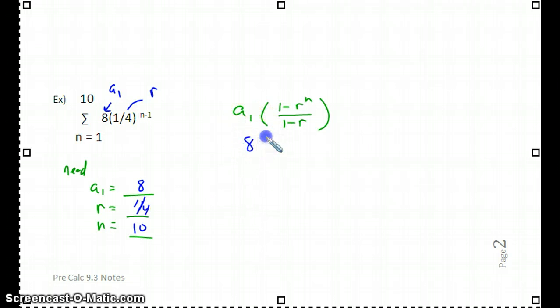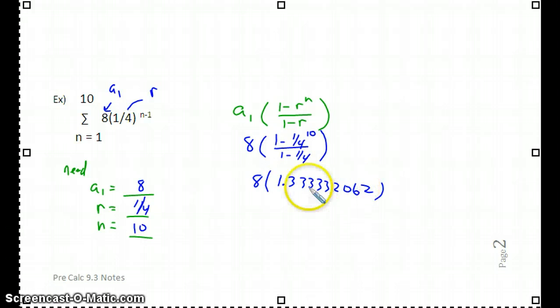So if I plug in my numbers, 8 times 1 minus 1/4 raised to the 10th power, all then divided by 1 minus 1/4. So here's where we're going to want to get creative with our calculator. Let's plug into our calculator this 1 minus 1/4 raised to the 10th, get an answer there, and then divide that by 3/4. And I've already done that, and I'm getting 1.333332062. But I want to keep that exact value in my calculator. So when I times it by 8, now I can round it. And I get about 10 2/3 or 10.67.